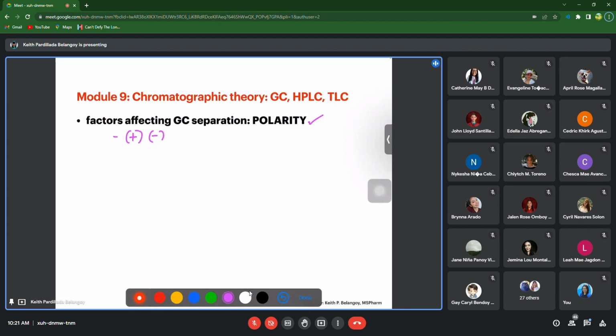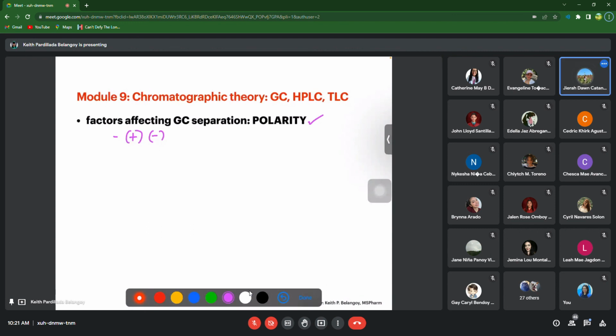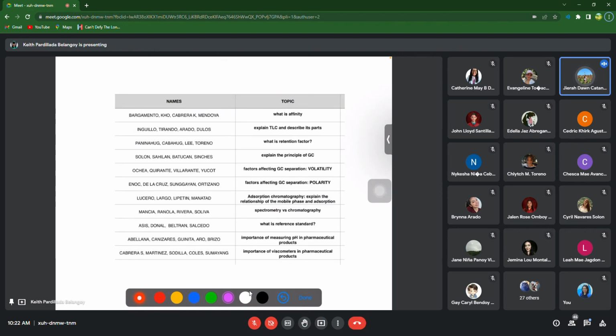Maybe we can hear more from the other members. Dela Cruz. Hi, Miss. So polarity has a huge effect on how attracted a chemical is to other substances. Some molecules have a positively charged side and a negatively charged side. For example, the positive side is attracted to the negative side of another molecule. So the larger the charge difference, the more polar a molecule is. You will find that as you increase the polarity of the solvent, all the components of the mixture move faster during your chromatography experiment. That's all, Miss.